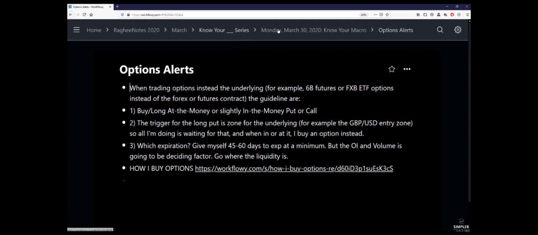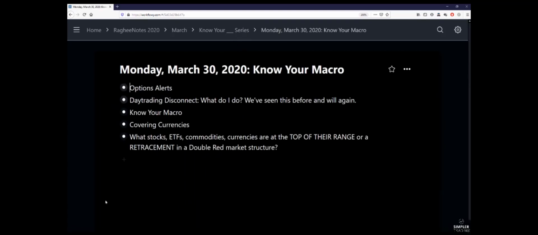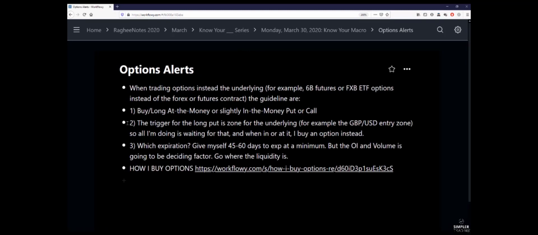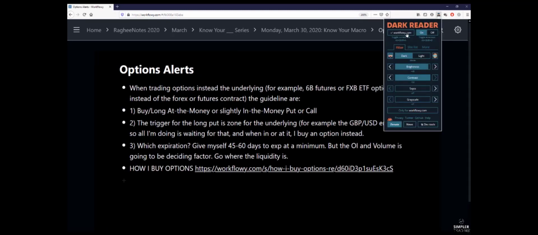Now, a couple things. These are Monday's notes. When you click on the dot, it'll expand it, right? If there is, and let me take the dark reader off this because it's a little easier to see.